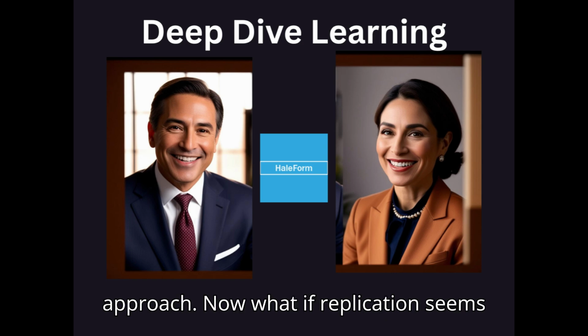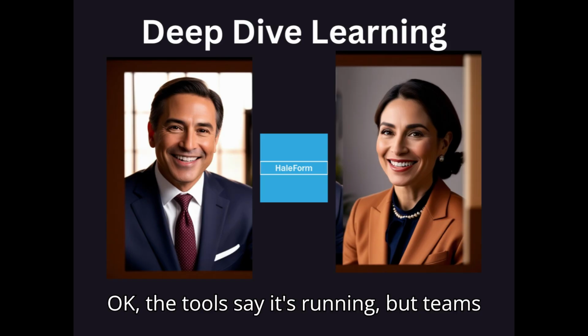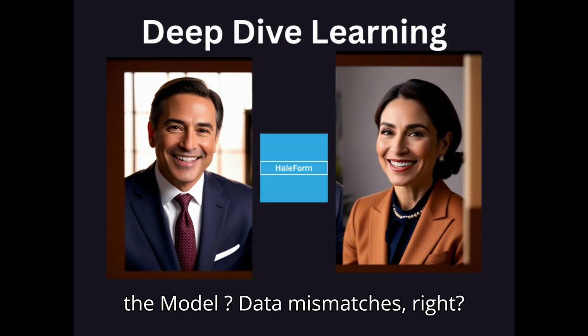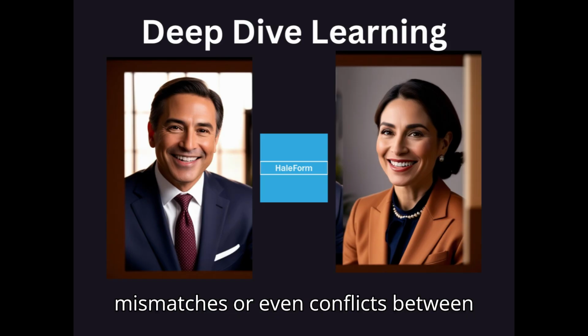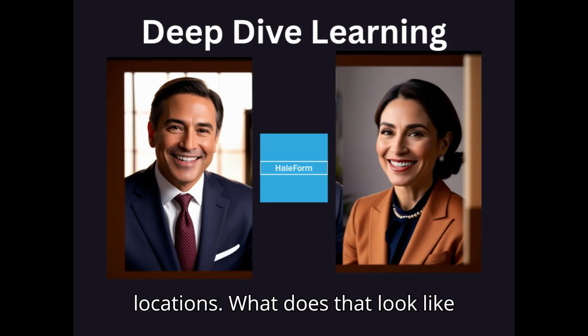Okay, pretty systematic approach. Now, what if replication seems okay, the tools say it's running, but teams are still seeing different things in the model, data mismatches? Right, that's the next level of headache. Data mismatches or even conflicts between locations. What does that look like in practice?